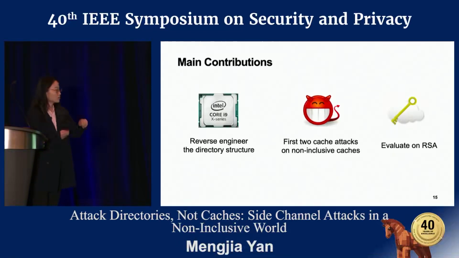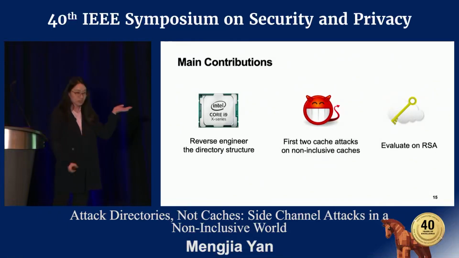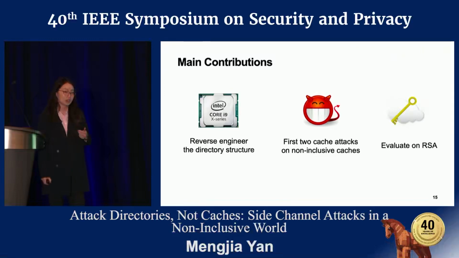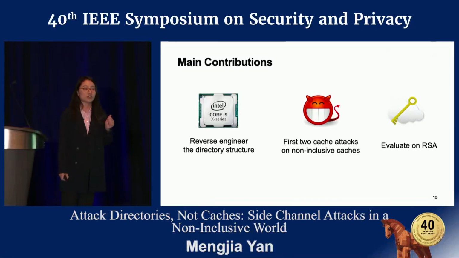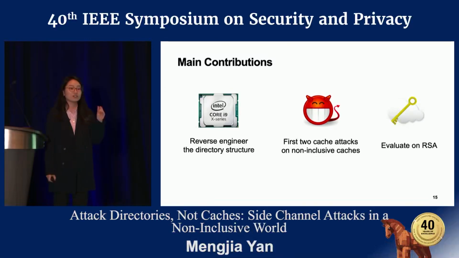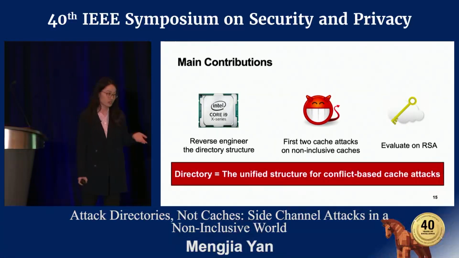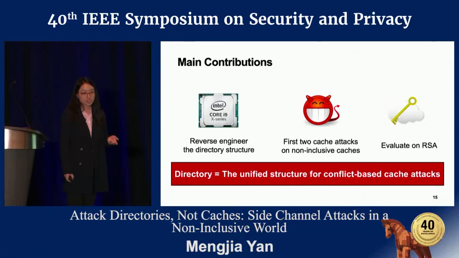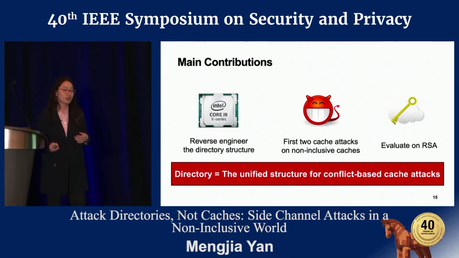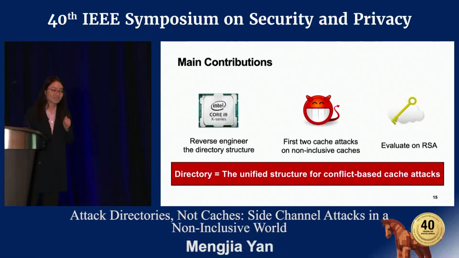To summarize, in this paper, we reverse engineered the directory structure, and we proposed the first two cache attacks that work on the non-inclusive Intel Skylake X processor, and we evaluated them on the RSA encryption algorithm. We think the directory is the unified structure for conflict-based cache attacks because when you attack the inclusive cache, you are also attacking the directory. That's it. Thank you, and I'm ready for questions.